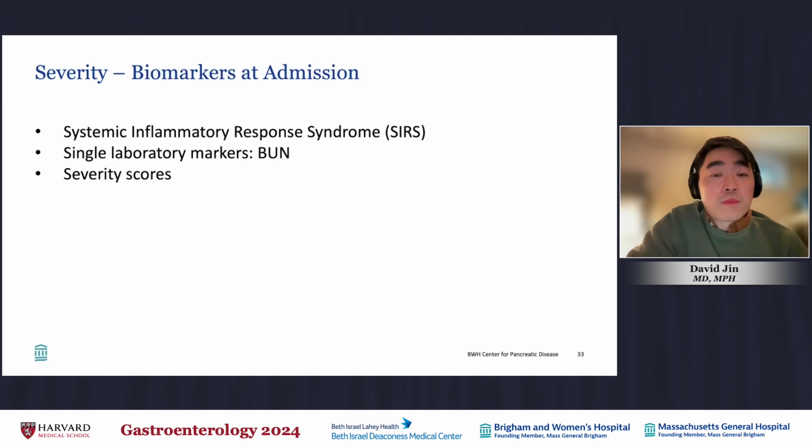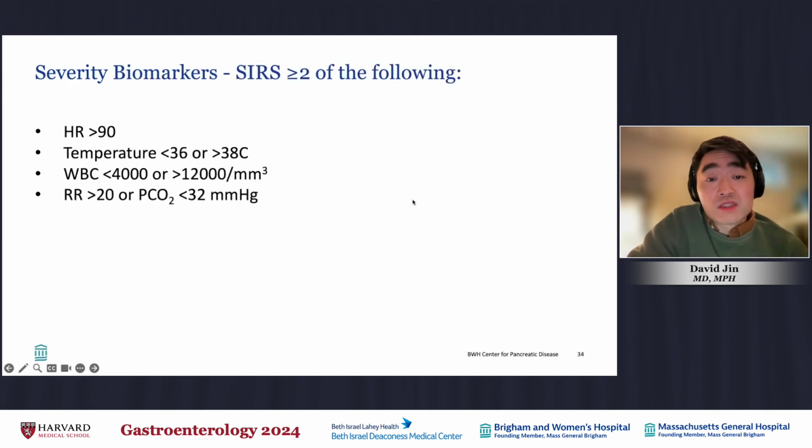All right, so what biomarkers at admission may help predict severe disease? Probably the one we use most often is the SIRS criteria. So just to review, SIRS requires 2 of the following 4 criteria: a heart rate over 90, a temperature less than 36 or greater than 38 degrees Celsius, presence of leukopenia or leukocytosis, or respiratory rate greater than 20 or PCO2 less than 32 millimeters of mercury.